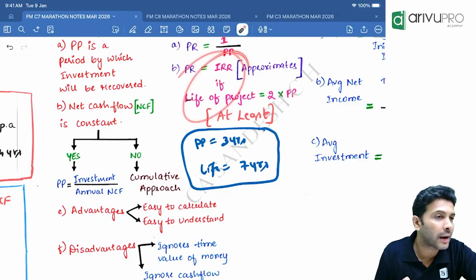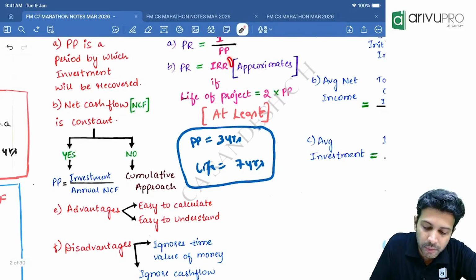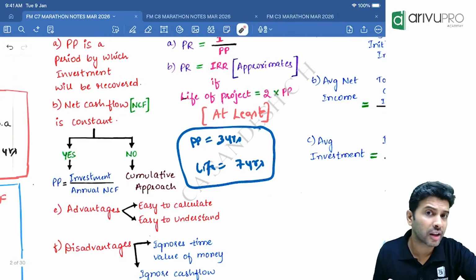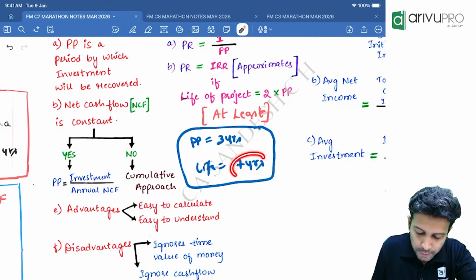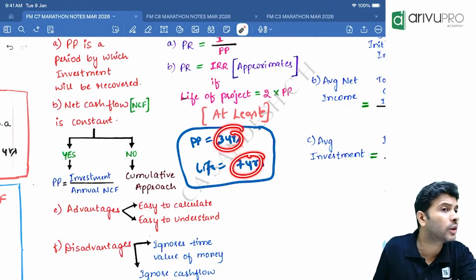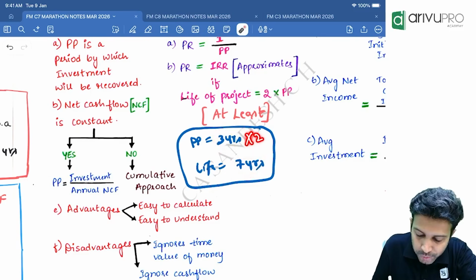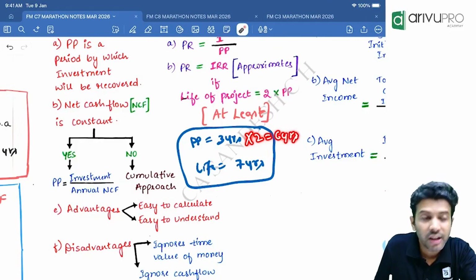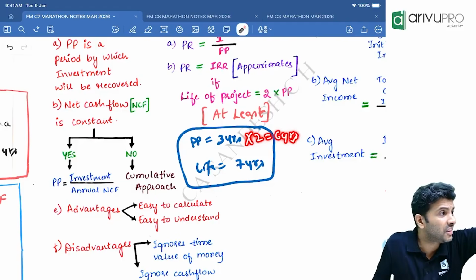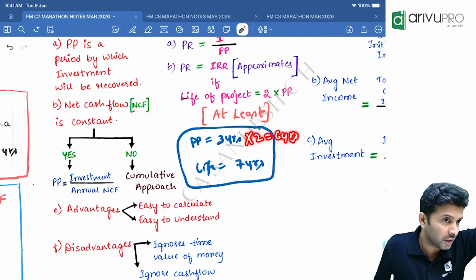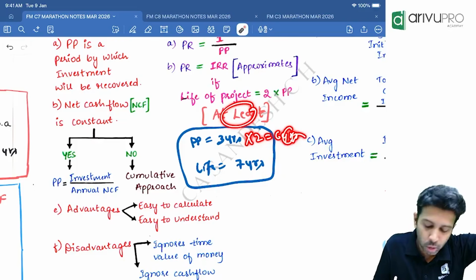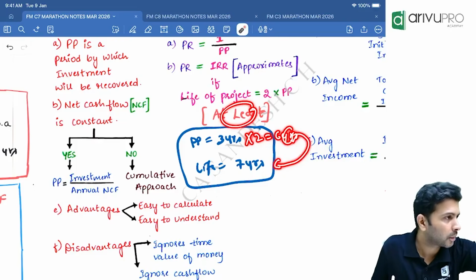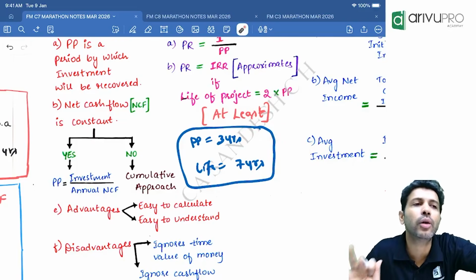If you find payback reciprocal will be more or less equal to what? IRR, provided one condition holds good. What is that one condition? Life of the project should be at least 2 times of the payback period. Do 2 times of payback period. How much are you getting? 6 years. That means project ka life should be 6 years or more. The keyword there is at least. At least means 6 years or more. Here, what is the life? 7 years. That means there is another shortcut way to find out IRR.